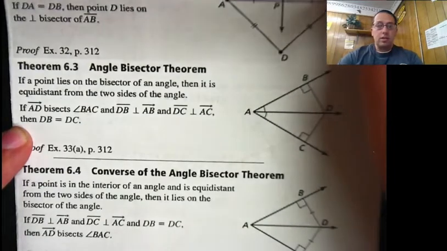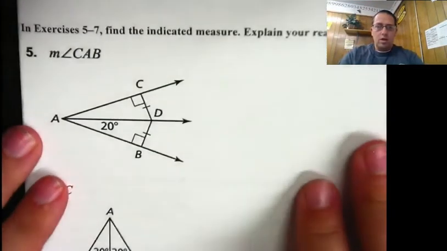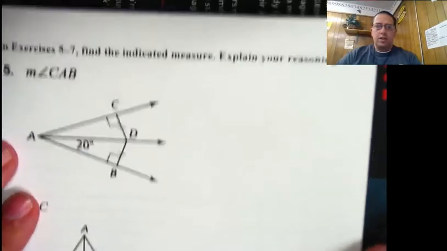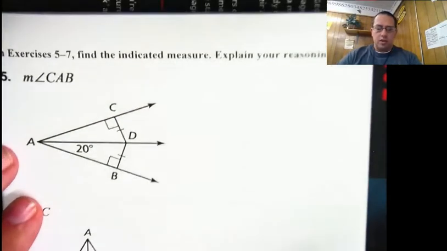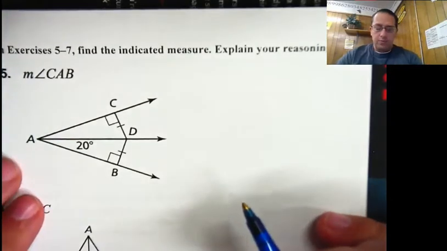So let's take a look at this. Open this up. Okay, and here we go. On numbers 5 through 7, find the indicated measure and then explain your reasoning. You have to explain, because geometry is all about prove it.